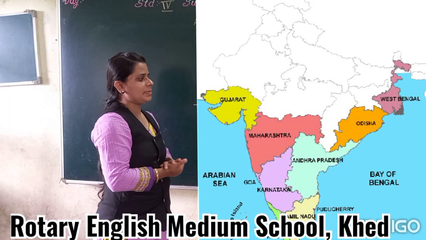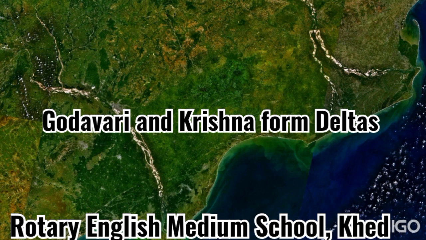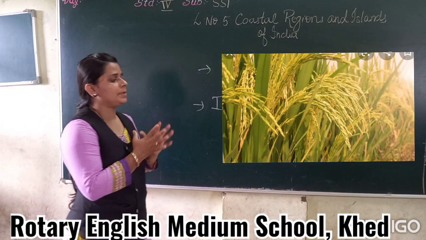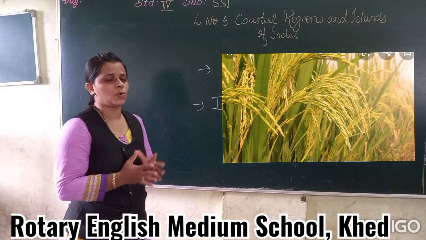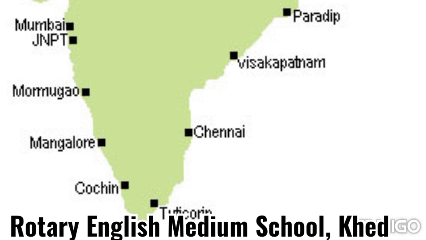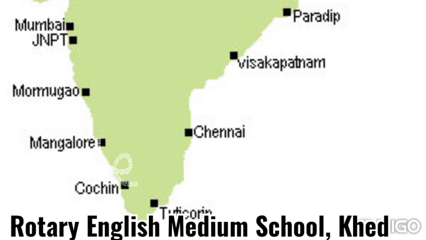Now let's move to the state Andhra Pradesh. Here river Godavari and river Krishna form large deltas in the coastal areas of Andhra Pradesh. You can see in the picture, Godavari and Krishna form deltas in the coastal areas. Got it? I explained the deltas in lesson number 2. Here farming is the main occupation. And which crop do people mostly grow? Rice is the main crop grown in Andhra Pradesh. Got it, my children? And here Visakhapatnam is an important seaport in the Northern Circars, whereas Chennai is an important seaport of the Coromandel Coast.